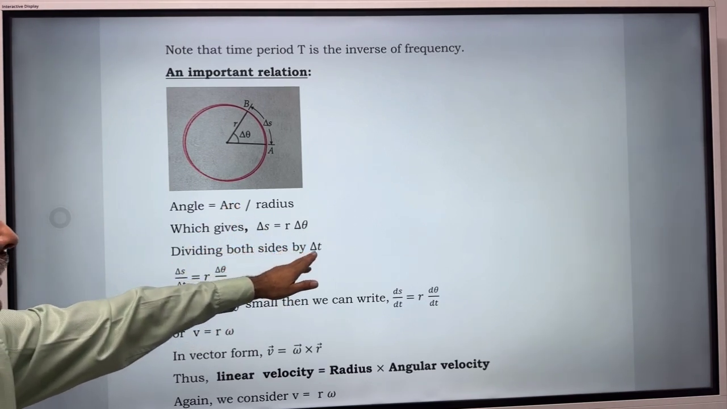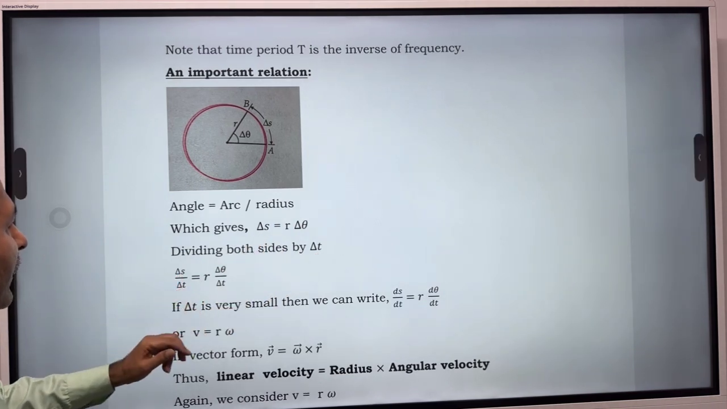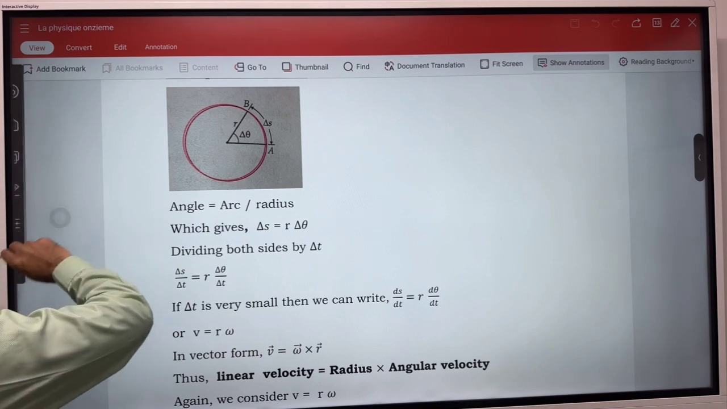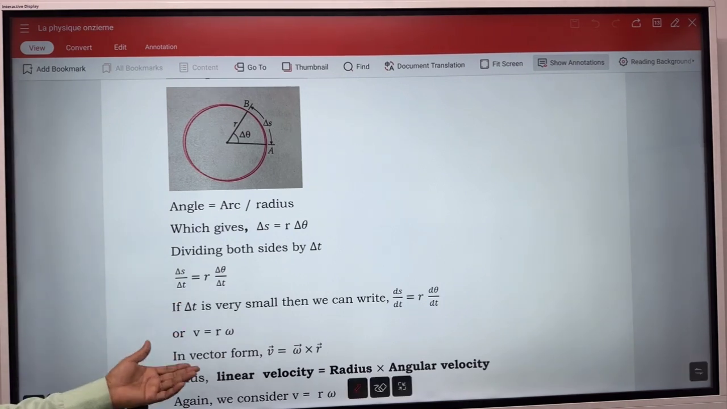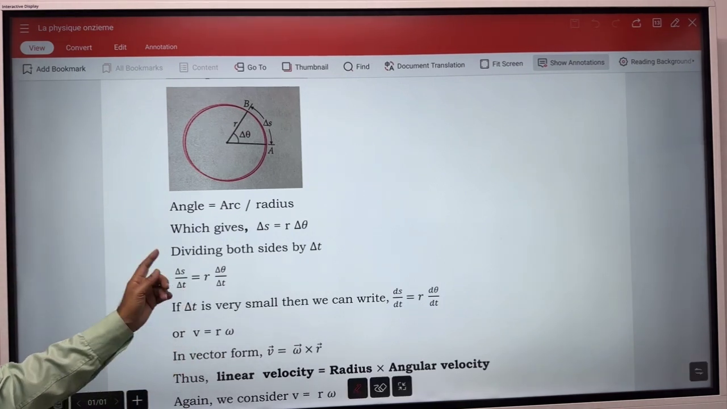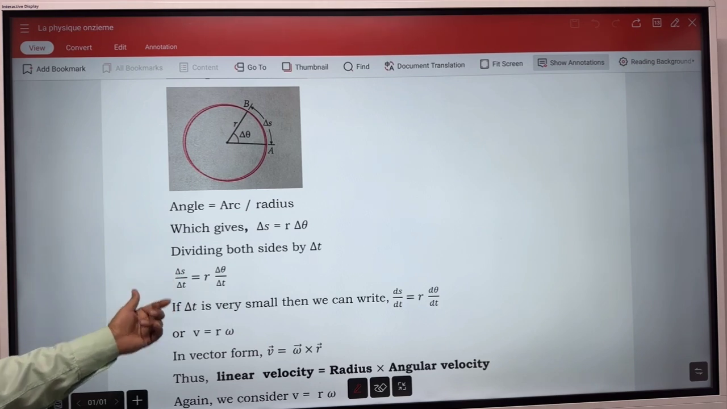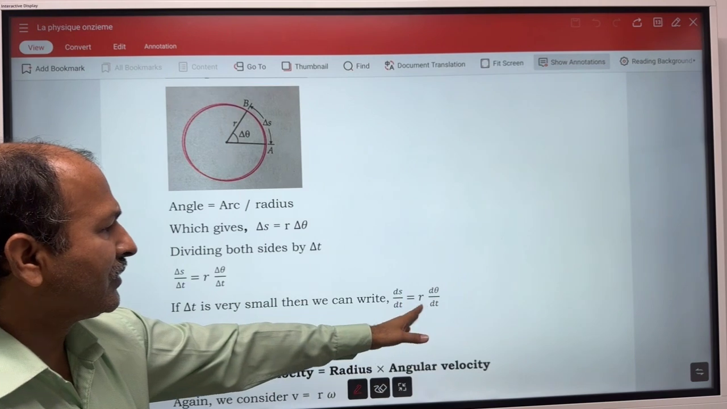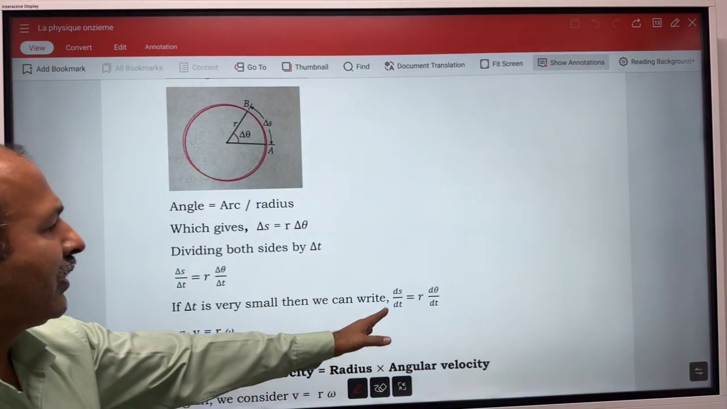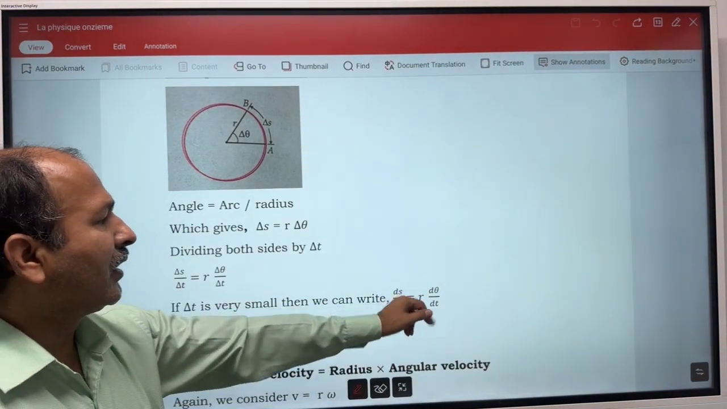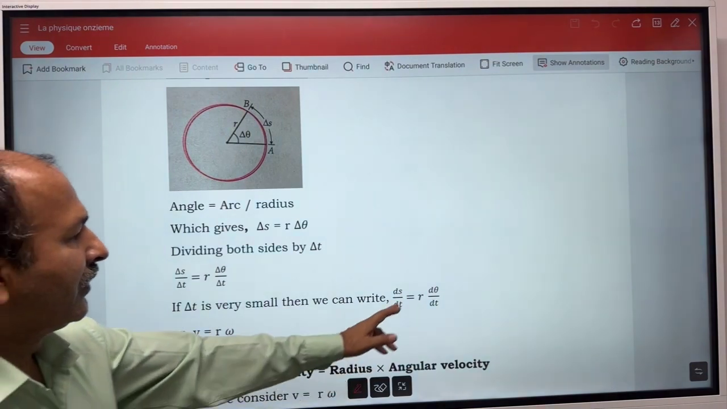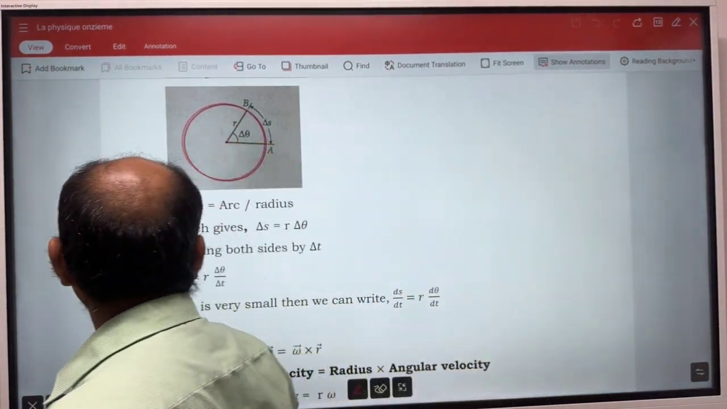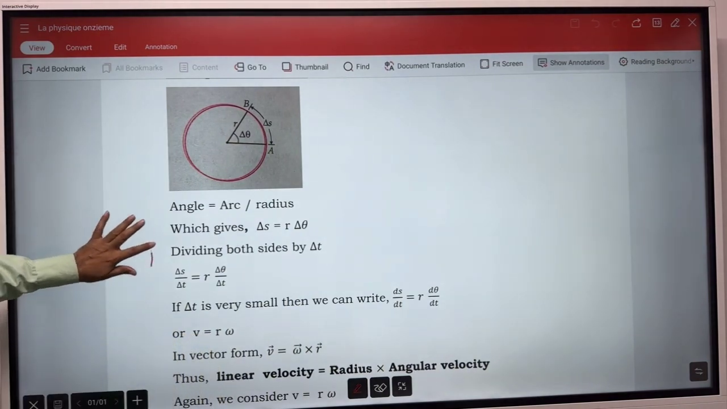We divide both sides by delta t, so delta s by delta t equals r times delta theta by delta t. Generally when we take time small, then delta is written as d. So we can also write ds by dt equal to r d theta by dt. And I told you that ds upon dt is linear velocity and d theta by dt is angular velocity. So this is how we get v equal to r omega.